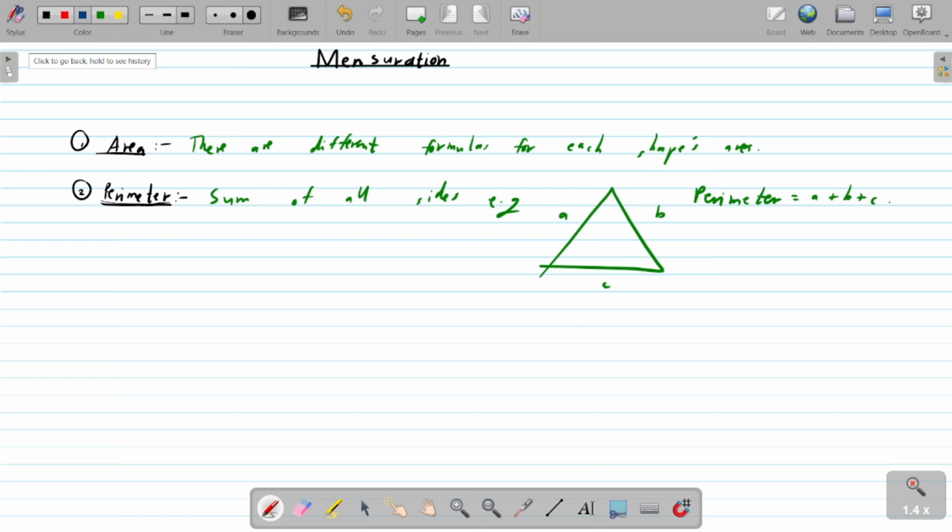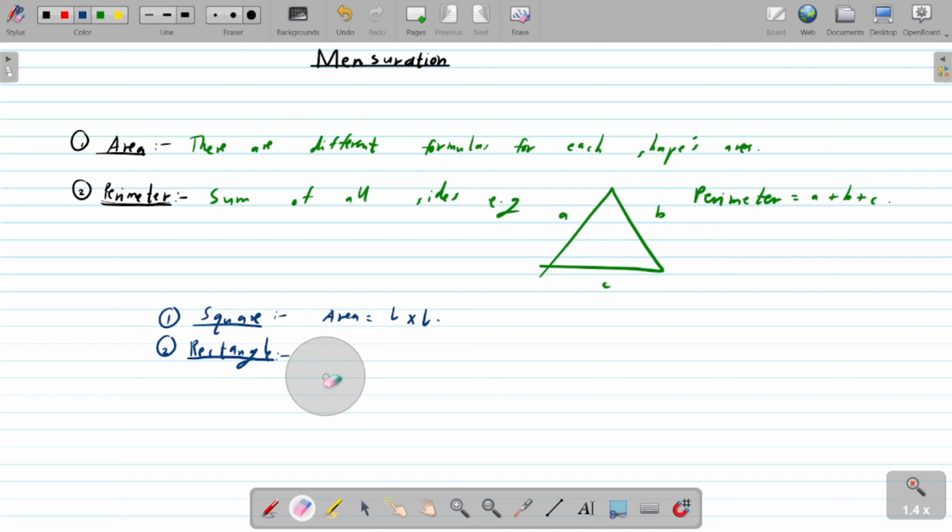Now we're going to see the formulas for area for different shapes. For the first shape, let's say you have the basic one, that's a square. Area is equal to length times length. That's for that. Next you have a rectangle, that's going to be length times width.